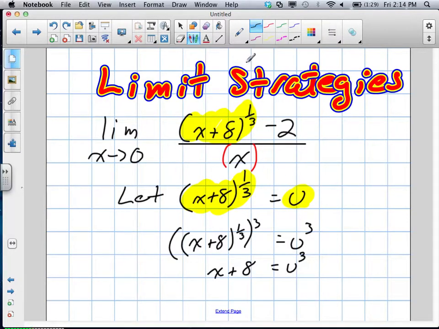Another important thing here, because then what that means is I can solve for x. x is equal to u cubed minus 8. So I now have set this up so that I can also plug in for x. Our x value will be u cubed minus 8. So that one let statement allowed me to replace two things that were going to be difficult to work with in this limit.